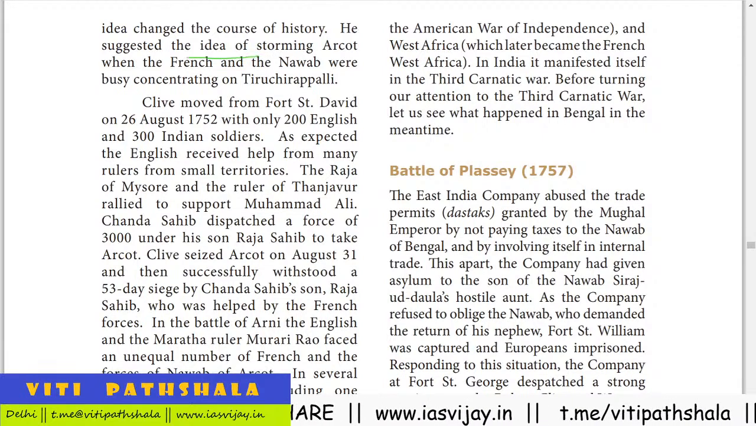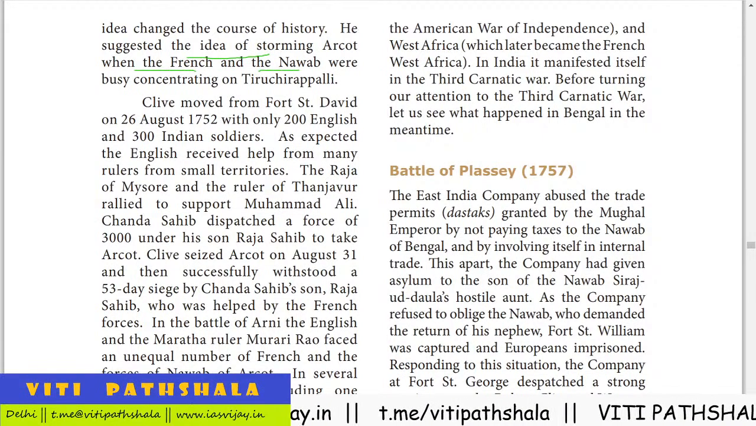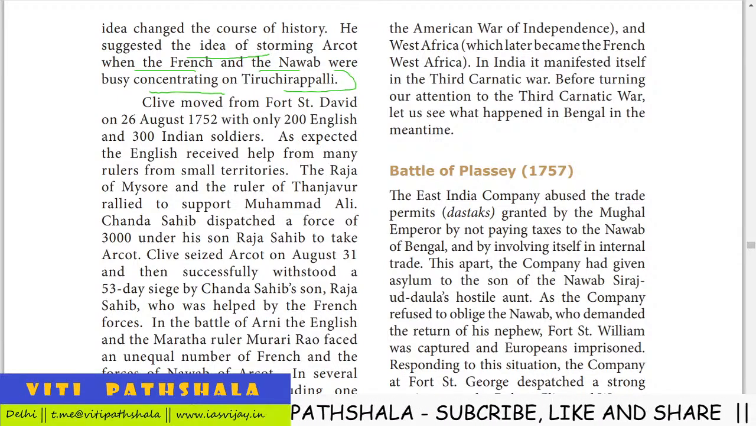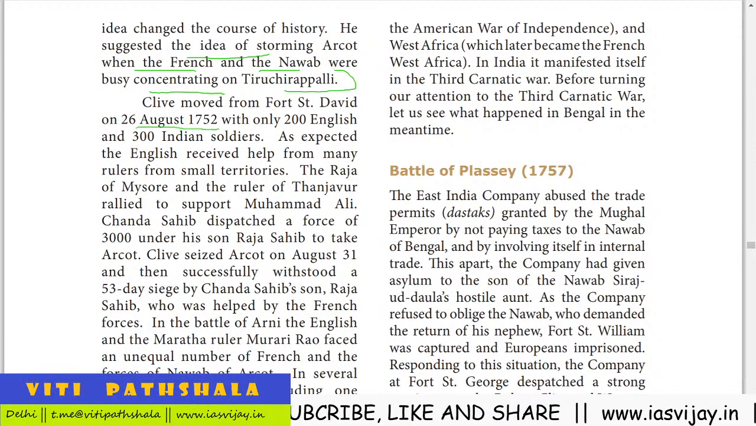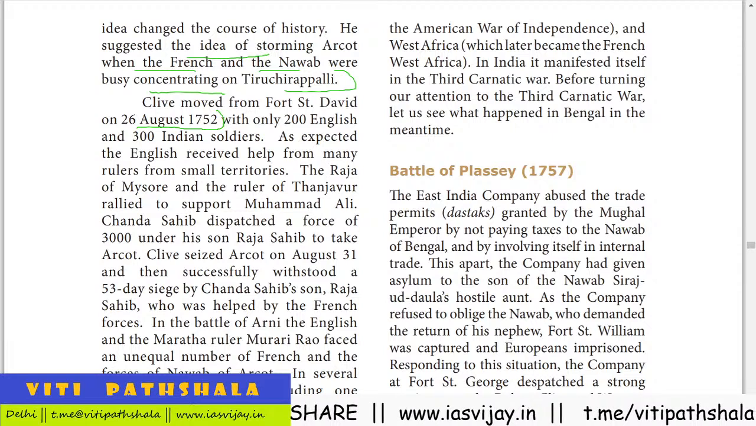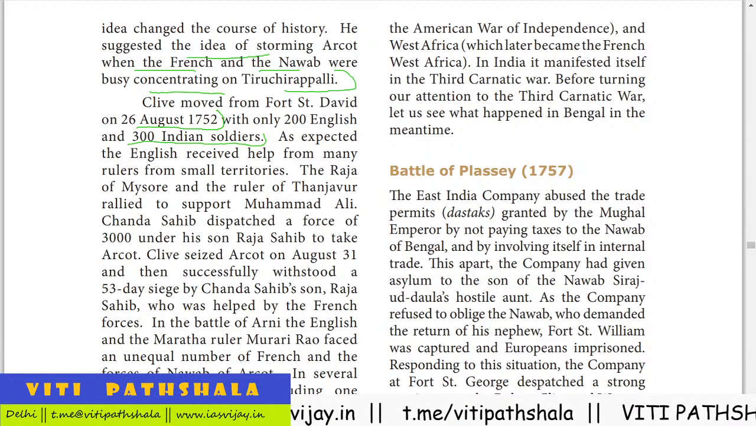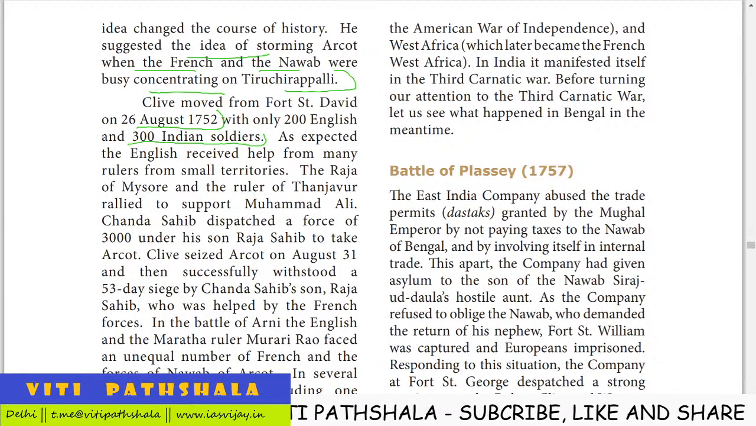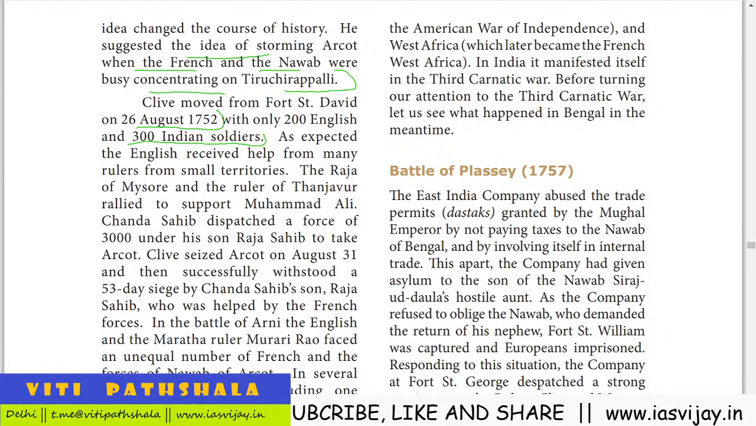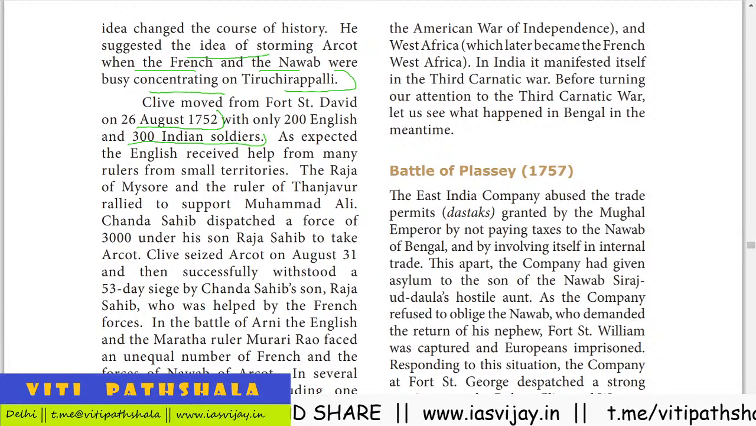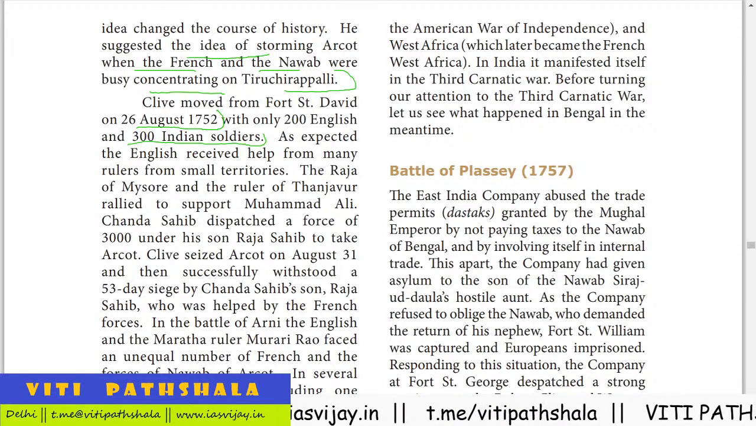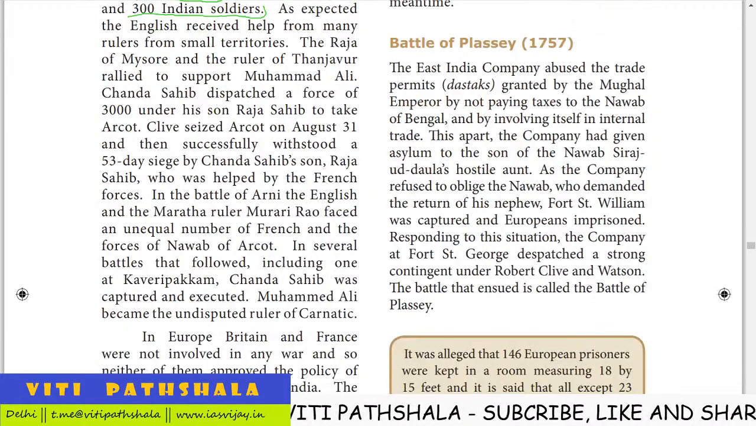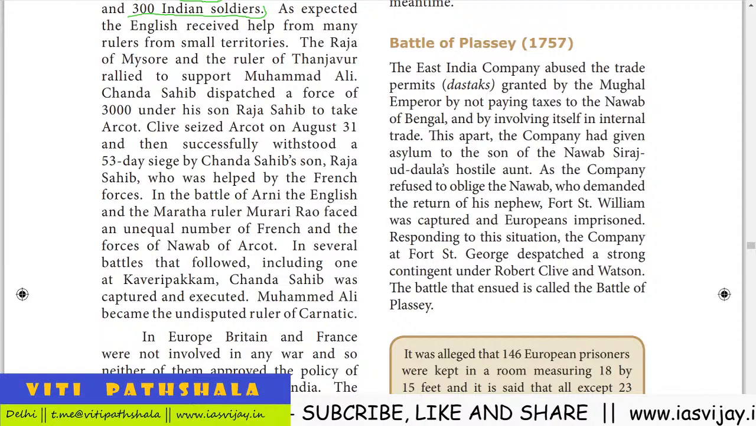He suggested the idea of storming Arcot when the French and the Nawab were busy concentrating on Trichy. Clive moved from Fort St. David on 26th August 1752 with only 200 English and 300 Indian soldiers. As expected, the English received help from many rulers of small territories. The Raja of Mysore and the ruler of Tanjavur rallied to support Muhammad Ali. Chanda Sahib dispatched a force of 3,000 under his son Raja Sahib to take Arcot.